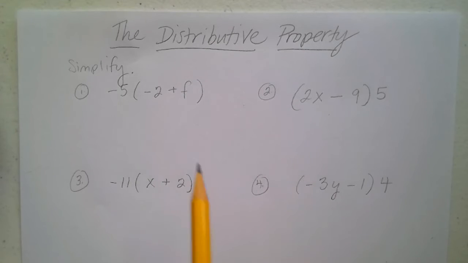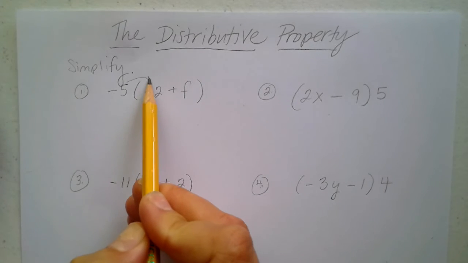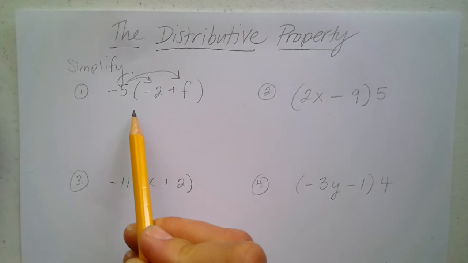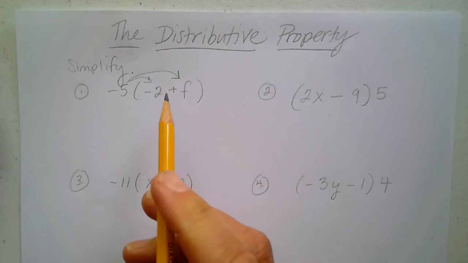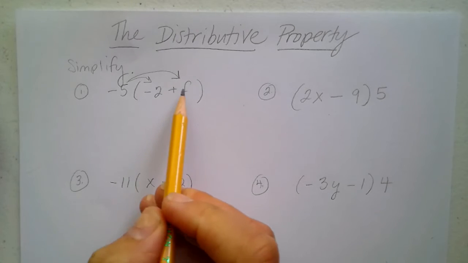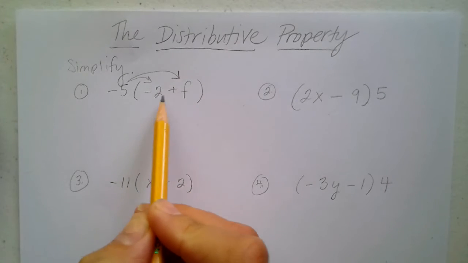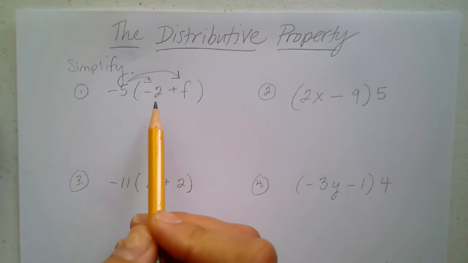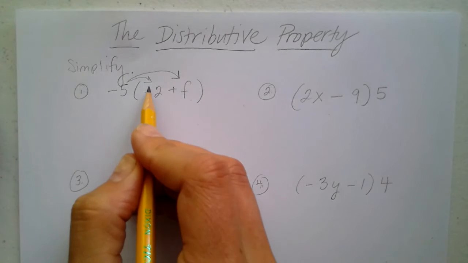All right, so the distributive property tells us to multiply the number outside of the group before you add or subtract. So it's the opposite of what the order of operations tell us to do. We wouldn't be able to add -2 and f together because these are unlike terms. They do not have the same variable. So we have to multiply.